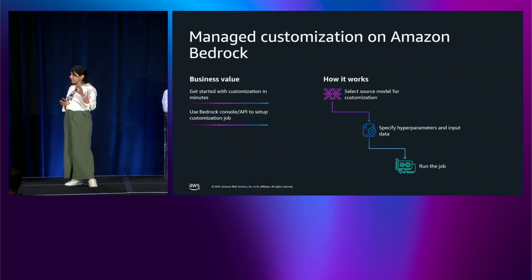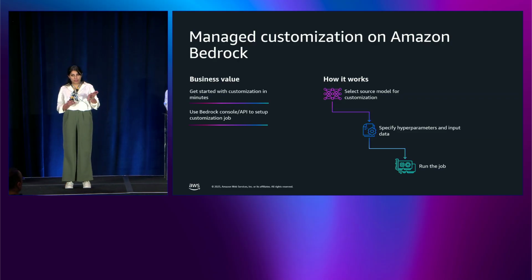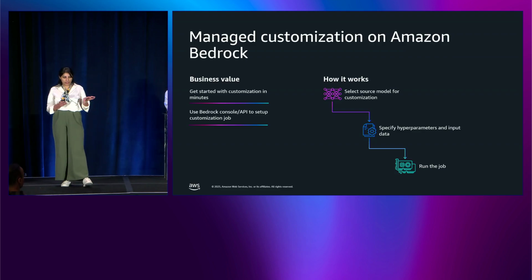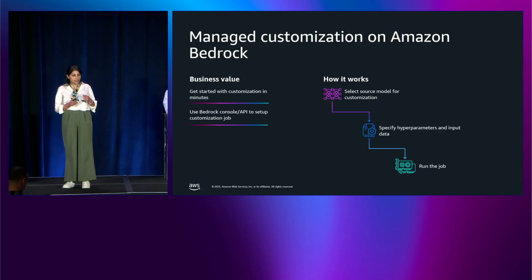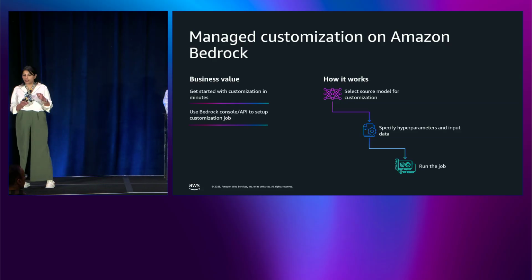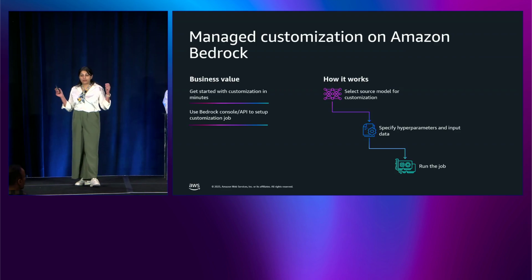So let's take a deeper look at each of the options and how you can use them to customize, starting with Bedrock. Bedrock provides you a managed way to customize your Nova models. Bedrock provides you Bedrock console access or an API method to customize the models. So you can get started in 3 easy steps. You select the source model that you want to customize. You specify the hyperparameters and the input data that you want to customize on. And then using the API or the console, you set up the customization job. And Bedrock takes care of customizing the model for you.